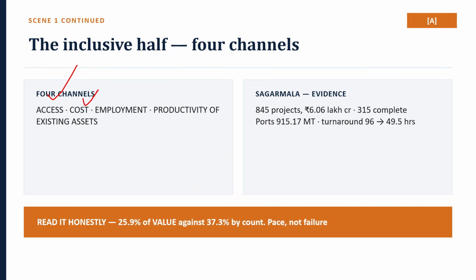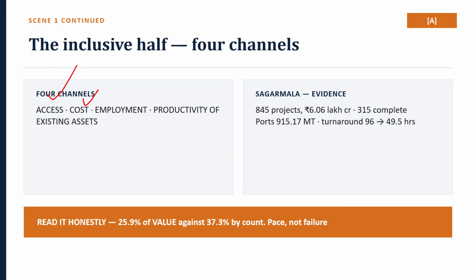Cost. Better infrastructure lowers the cost of everything that moves, which is a regressive to progressive shift because the poor spend a larger share of income on transported goods. Comes to employment, construction is labor intensive and absorbs exactly the semi skilled workers the manufacturing sector has not. And the productivity of existing assets. A farmer with cold storage sells a different crop, and one sector where the delivery is documented worth 30 seconds.